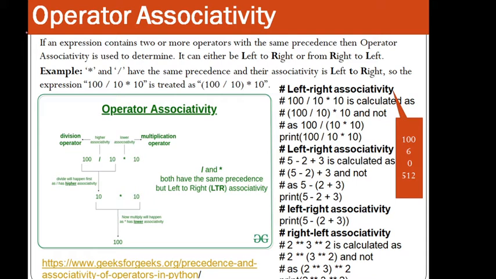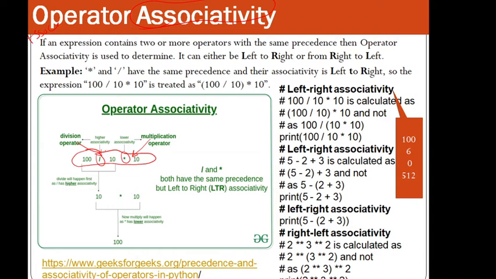Then the question comes to associativity, as we are seeing over here. Let's take the example of this expression: 100 divided by 10 multiplied by 10. Here you can see that there is a division operator and a multiplication operator. They both have the same level of precedence. Now the question is, which to choose first?